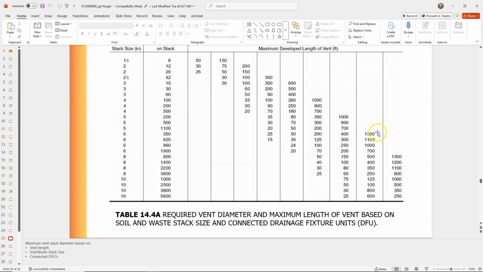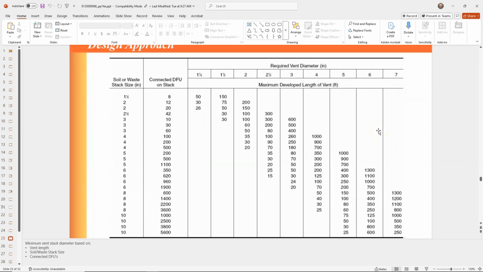So the last table, 14.4a, is going to help us size the vent. So the vent stack is what we're dealing with here. This one's laid out a little bit differently in terms of how it works. So let's just step through the process real quick.